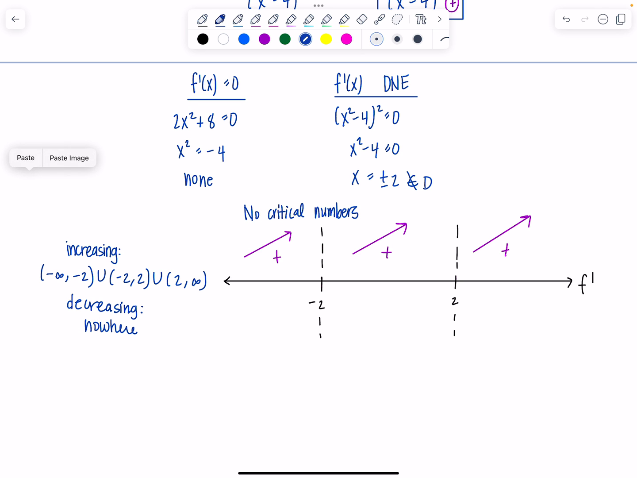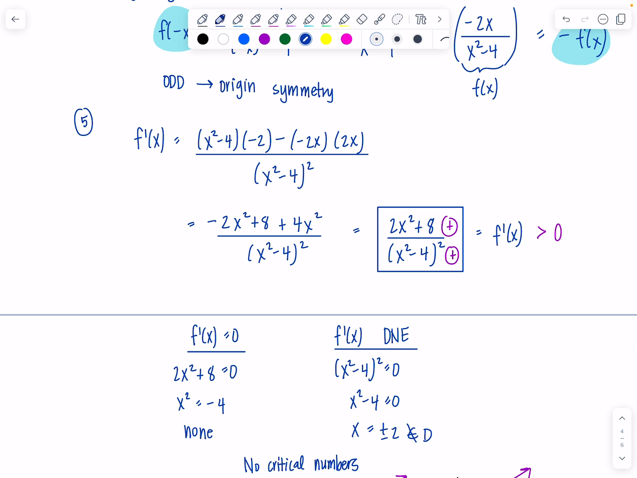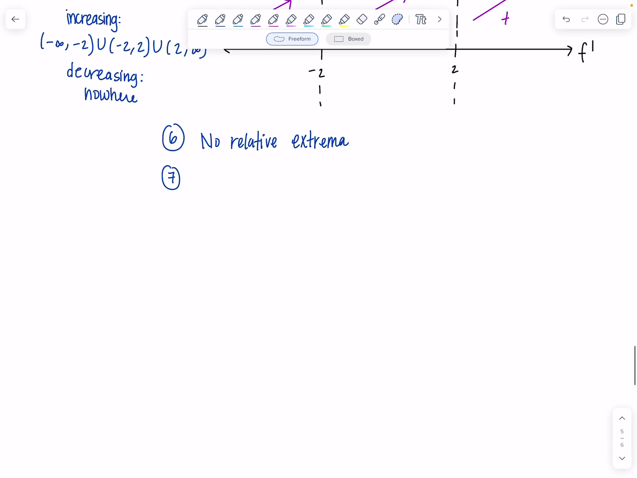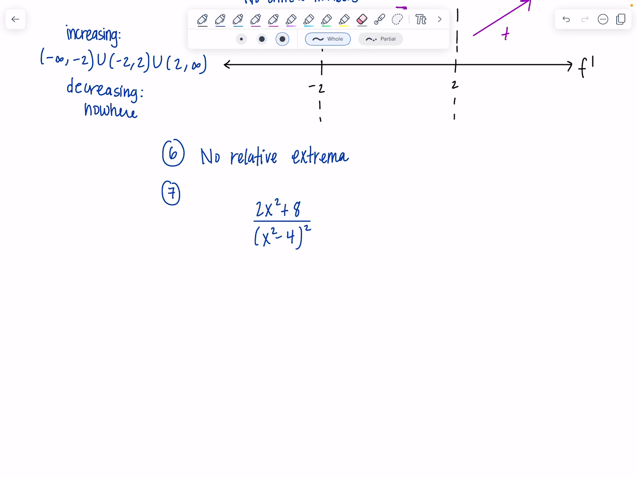Any relative extrema? No, because it never switches from increasing to decreasing. So no relative extrema, no relative mins or maxes or whatnot. Okay. All right, moving on, we need our inflection points. So we need to take the second derivative. So I'm going to come over here, snatch that little first derivative so we can use it. And you're right, we need to do one more round of the quotient rule. So this is f prime of x.